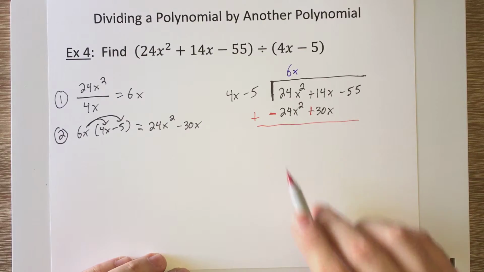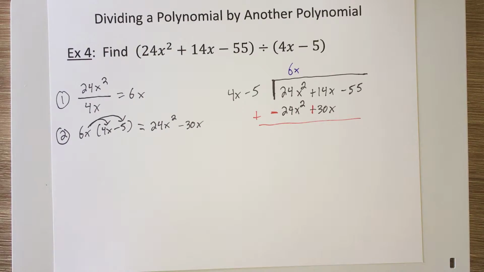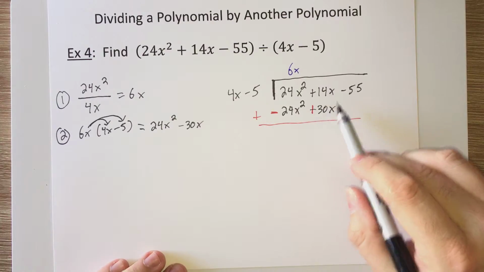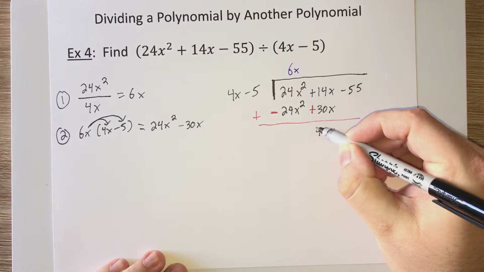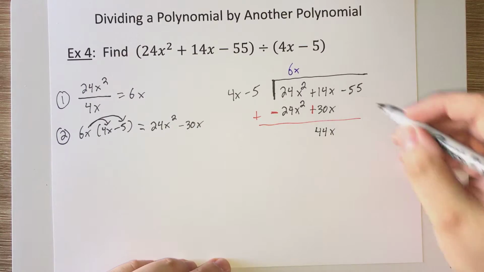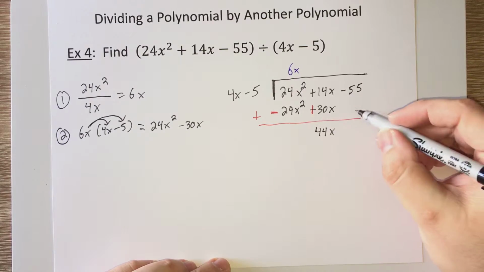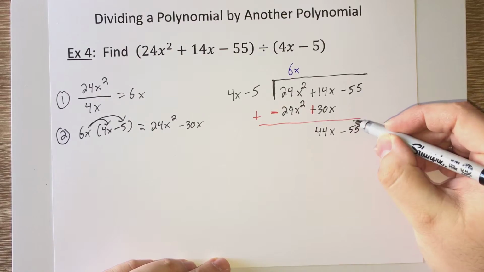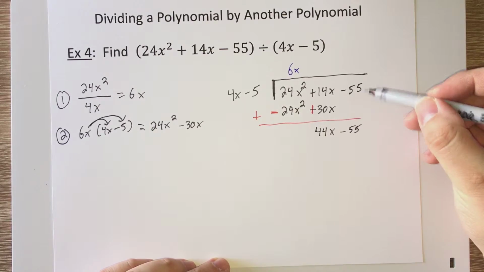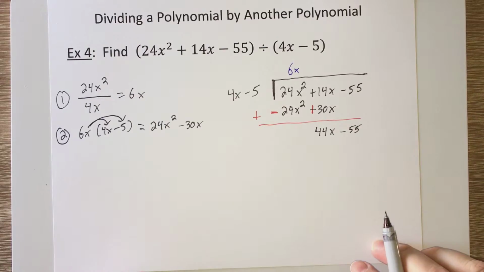Since those cancel, I'm not going to write anything down. I'm going to go to this next term here. And when you do 14x plus 30x, you get 44x. Remember, those are like terms. Okay, then when you add this, negative 55 plus nothing, it's just negative 55. So you can think of dropping down the negative 55, or you can do negative 55 plus 0, you get negative 55.